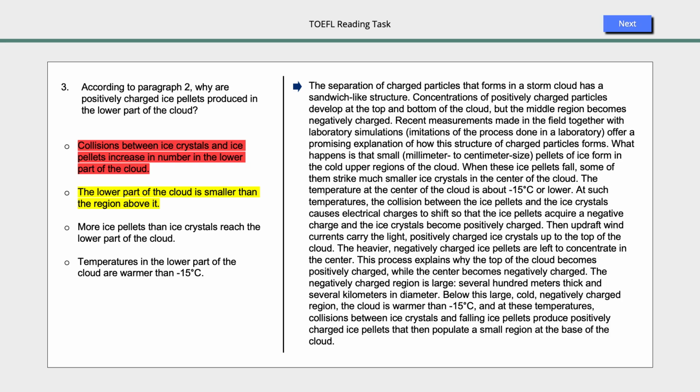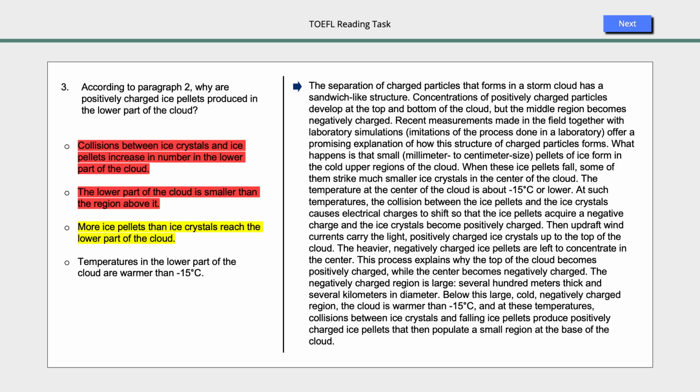The next option says, the lower part of the cloud is smaller than the region above it. We can see that the region in the center of the cloud is large and that there's a small region at the base of the cloud. So it's true that the lower part of the cloud is smaller than the region above it. So is this the correct answer? No, it's not. The difference in size is mentioned, but it's not given as a reason for why positively charged ice pellets are produced in the lower part of the cloud. The size of the region is not relevant to that, so this option is actually incorrect.